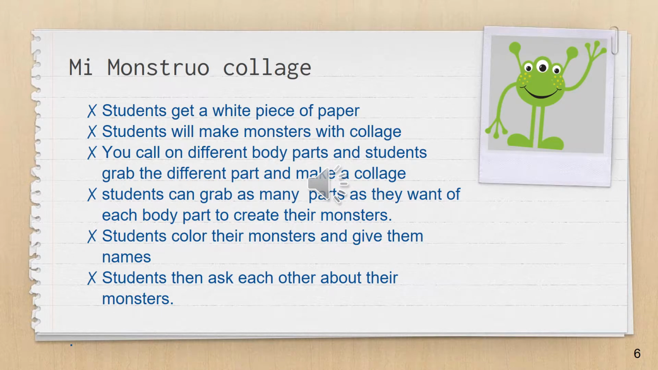For the activity, I decided to do a collage called Mi Monstruo, My Monster, where students get a piece of white paper, and they have all body parts spread in front of them. As I call them out, they can pick as many body parts, like for example heads, as many heads as they want to create their own monster. What I like about this activity is that it goes with every single one of the guidelines that you can see in our class book by Curtin and Dahlberg.